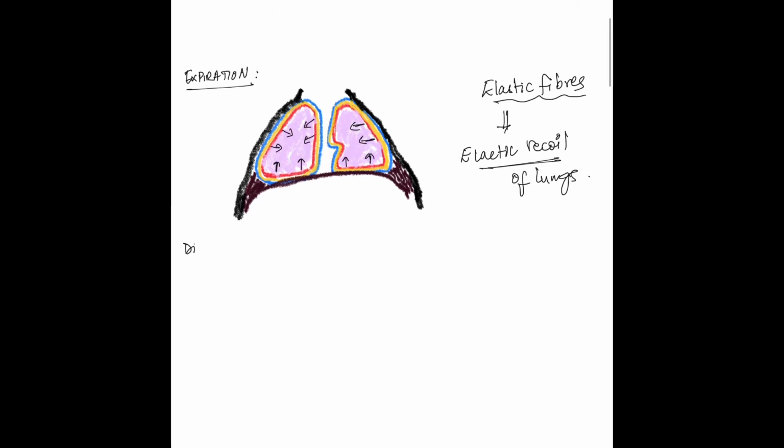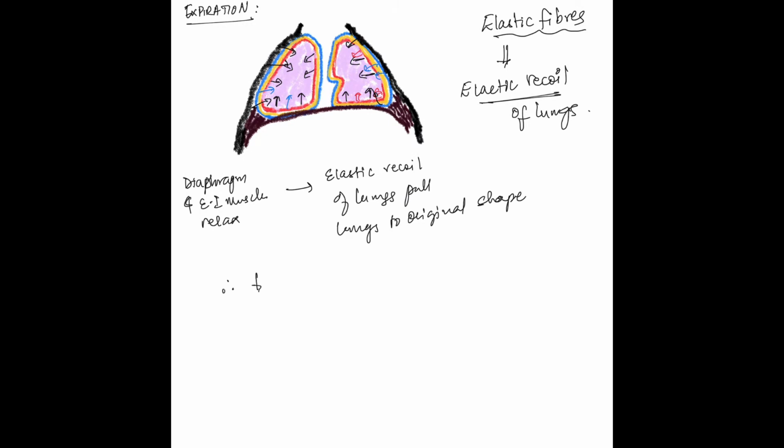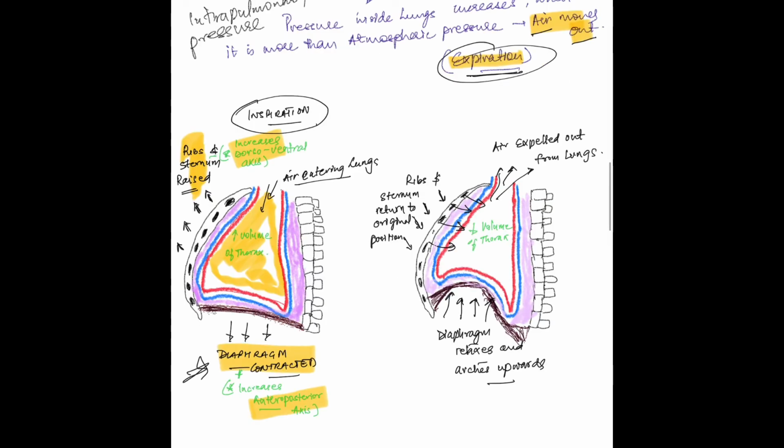During expiration, the diaphragm and the external intercostal muscles relax. So there is no external force pulling the lungs. The elastic recoil of the lungs tries to bring the lungs back into the original shape. And the lungs pull the inner layer of pleura with them. The inner layer of pleura pulls the outer layer of pleura, and the outer layer pulls the wall of the thoracic chamber with it. This results in decrease in volume of the lungs and of the thoracic chamber. The same thing is represented in this diagram as well.